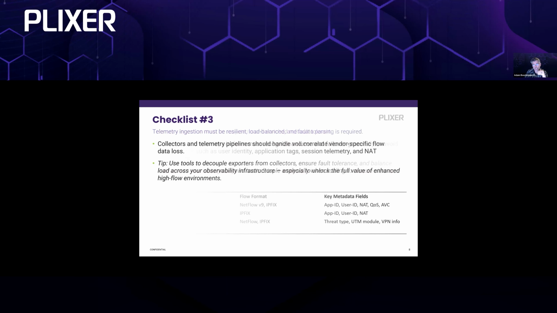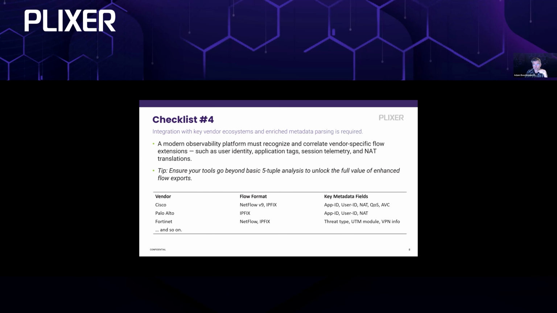We now move into what I would classify as the value range. This is where you start to extract value out of the observability tool. So the first thing I want to talk about here is integration with key vendors.